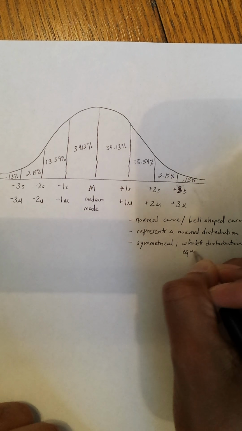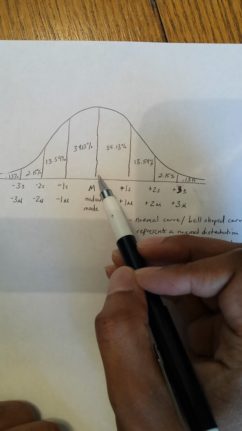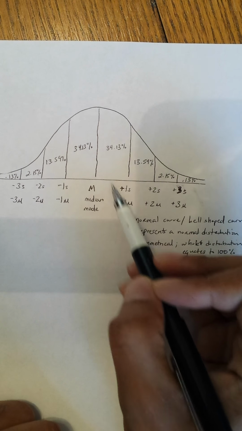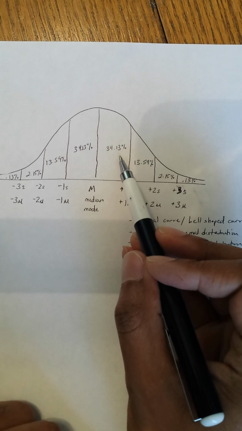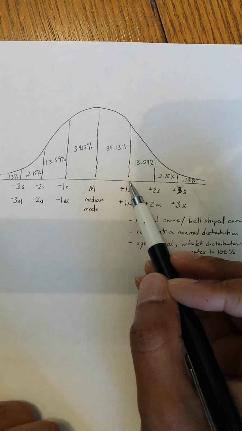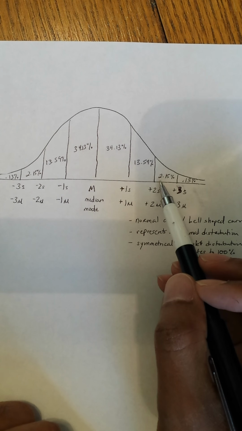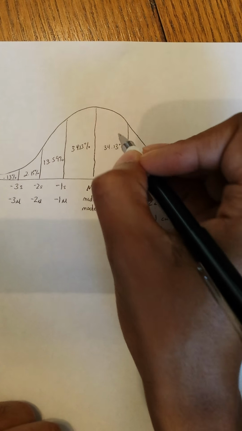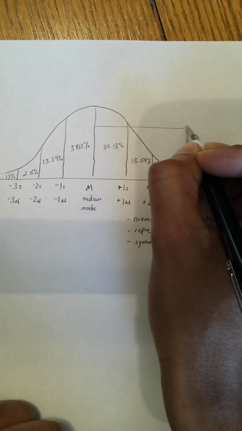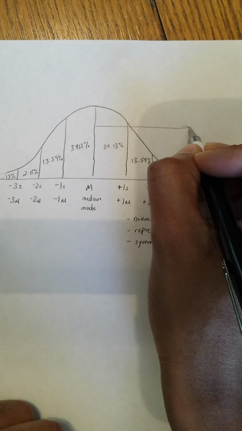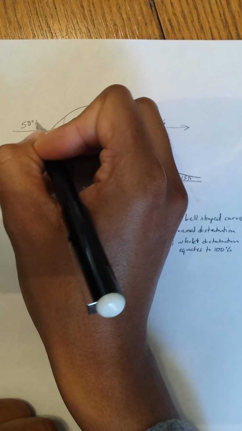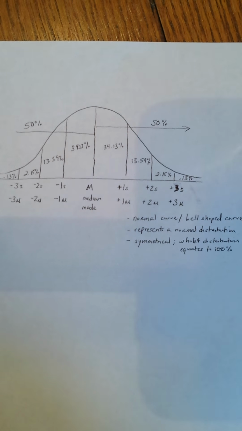100%, okay? So you've noticed at these different inflection points, there's percentages that are associated with the spaces. So going from the mean to 1 standard deviation, we have 34.13%. Then going from 1 standard deviation to 2 standard deviations, there's 13.59%, and then so on and so forth. So 1/2 of the distribution equates to 50% of the data set, and the other half of the distribution equates to 50% of the data set.